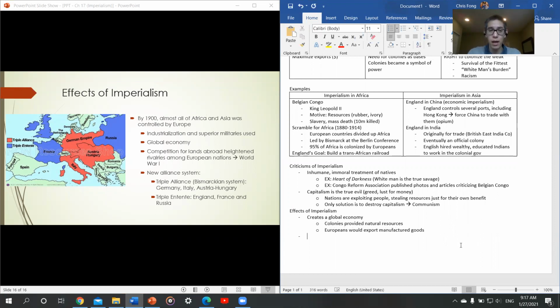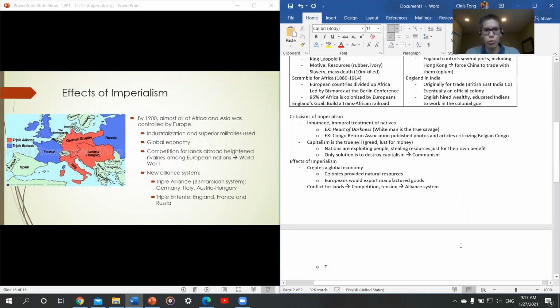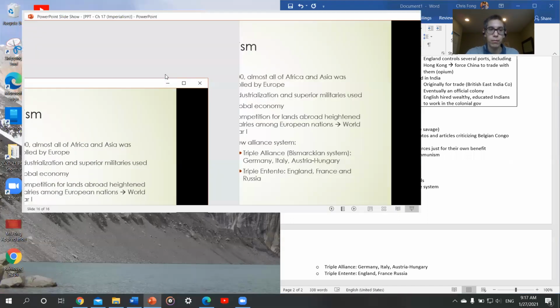Another big effect of this is this conflict for lands leads to competition, it leads to tensions, and this eventually leads to an alliance system. We had two alliances. There was a Triple Alliance, that was Germany, Italy, Austria-Hungary, and you had the Triple Entente, that was England, France, and Russia. Now, each of these alliances, Germany created the Triple Alliance to isolate France. They were worried about France getting too much power. And so France allied with Russia and England to combat the rising spread of Germany.